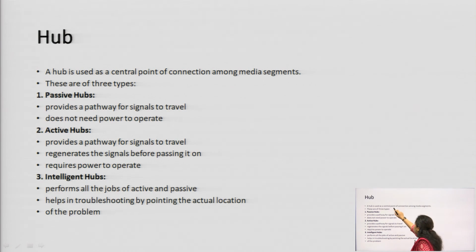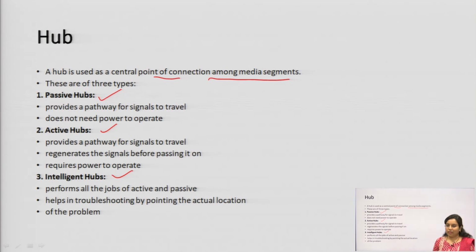Now, a hub is used as a central point of connection among the media segments. There are basically 3 types of hubs available. The first one is the passive hub, the second is the active hub, and the third one is the intelligent hub. Now, what is a passive hub? It provides a pathway for the signal to travel and it does not need power to operate.